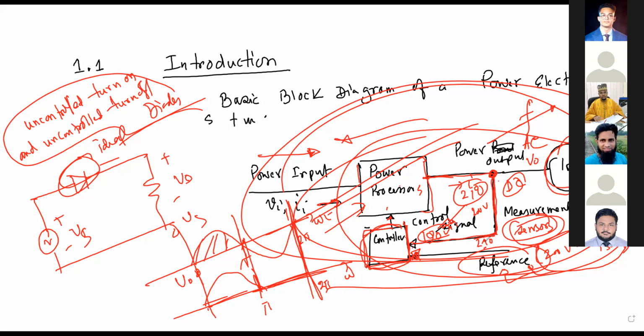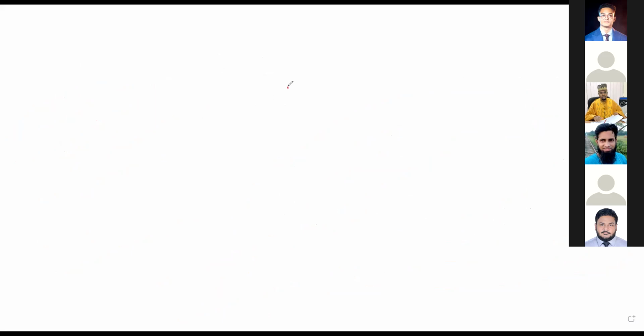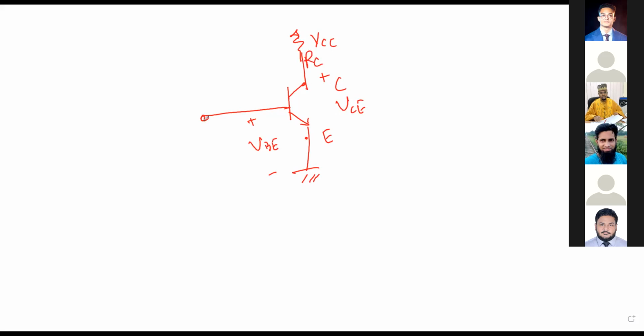Now, instead of a diode, suppose we use a transistor. Suppose this is a transistor and we want to use it. This is your VCC, this is your ground, this is your C, and this is your RC. From here we are taking VCE. If we want to operate our transistor, let me draw the characteristics curve. And this is your IC.